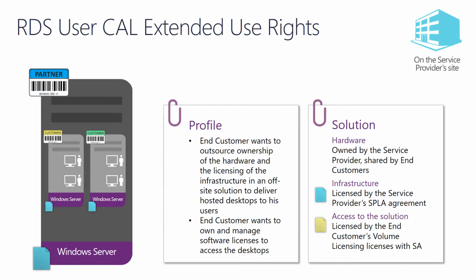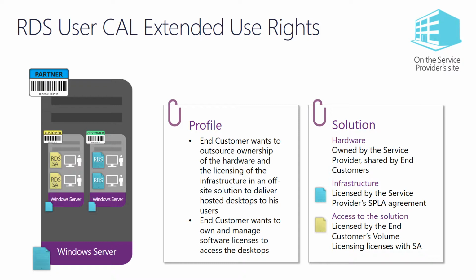So let's take that example of hosted desktops, and you can see I've started here with a service provider's data center with the infrastructure license through SPLA, and for each user accessing a hosted desktop, he needs to be licensed with RDS, and that can either be by the service provider using RDS SALs, as the green end customer is using, or, and this is the example we want to concentrate on here, by an end customer using their existing licenses. The yellow end customer has RDS user CALs with active SA, and he is able to use them to access the hosted desktops in the service provider's environment.